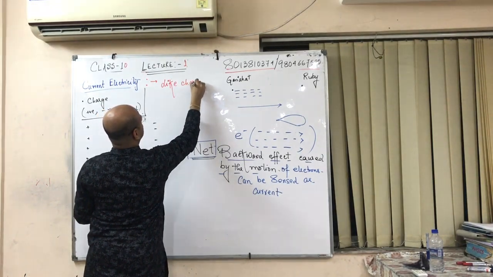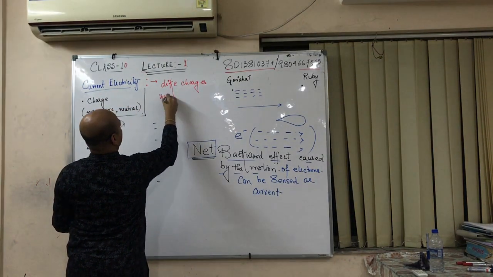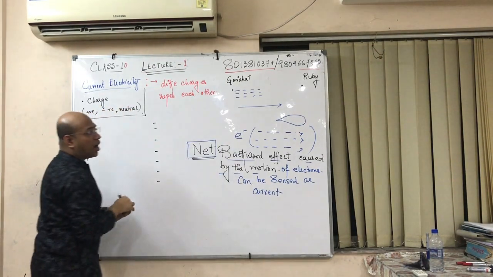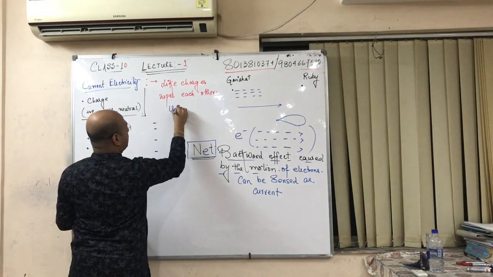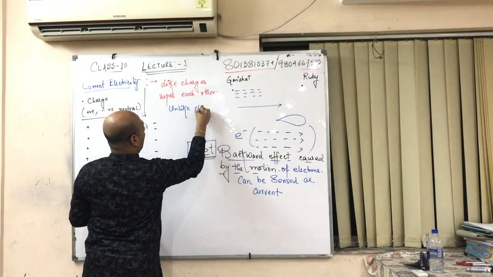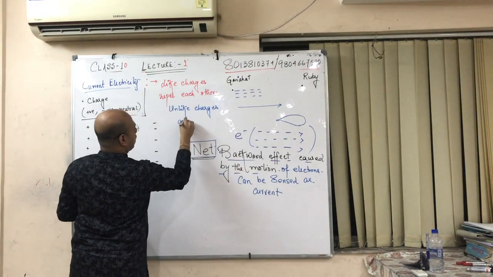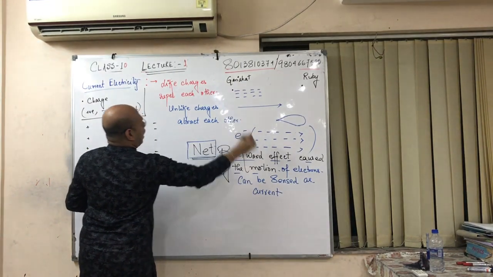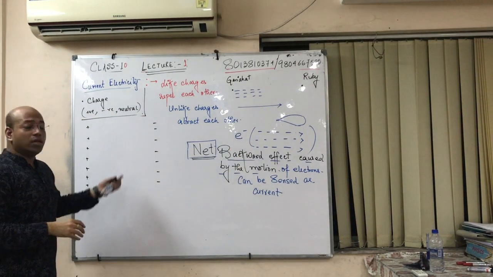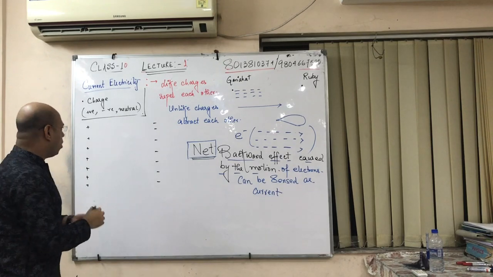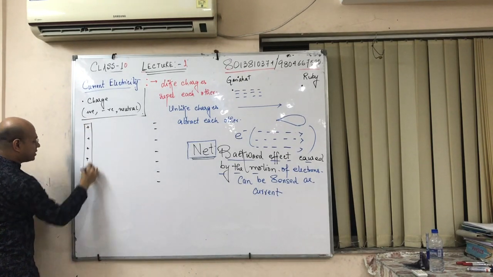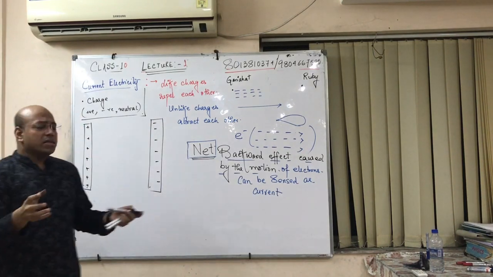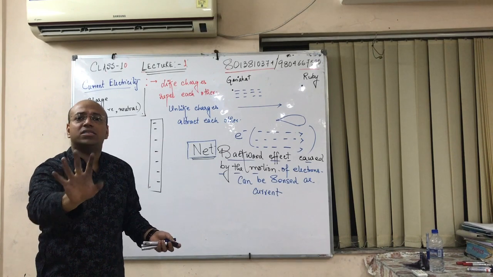Now, we know that like charges repel each other, and they are all stagnant. They can't move. Sir, how can they be stagnant? The charge is on a body.